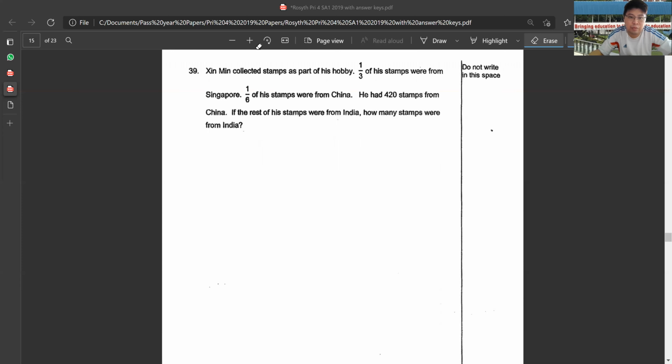39. Sin Min collected stamps as part of his hobby. 1/3 of his stamps are from Singapore. 1/6 of his stamps are from China. He had 420 stamps from China. The rest of his stamps are from India. How many stamps are from India?